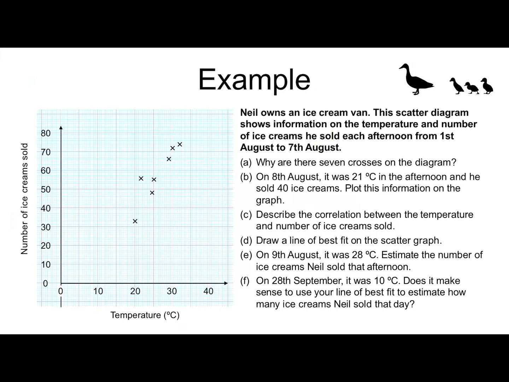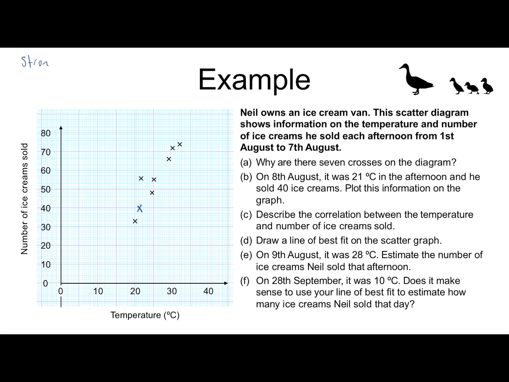On the 8th of August, it was 21 degrees in the afternoon and he sold 40 ice creams. Plot this information. So 21, 40, it's maybe somewhere like that. Make sure you're precise. Okay, so we've got an 8th piece of data into this scatter graph.